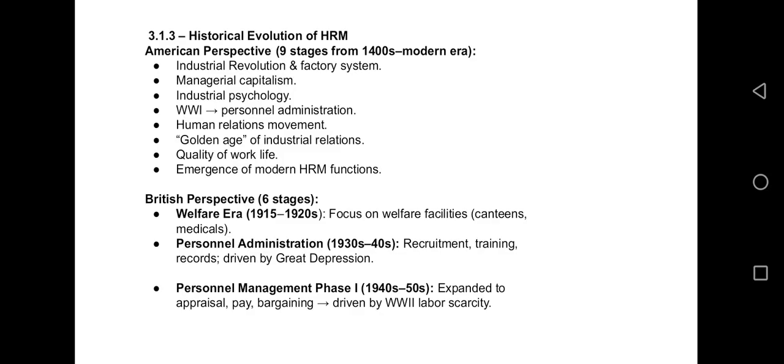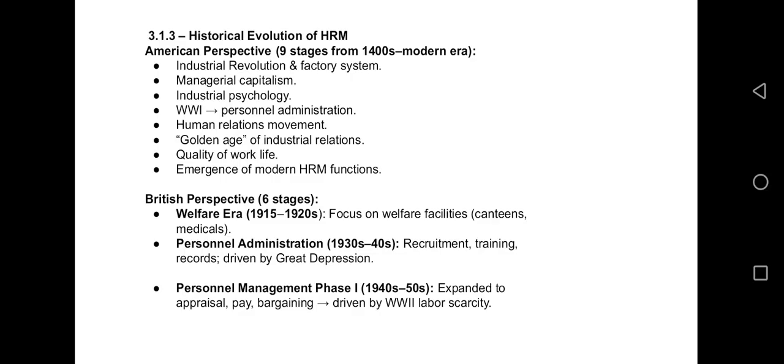British perspective has 6 stages. The first is welfare era, 1915 to 1920s. Focus on welfare facilities, canteens, medicals. Personnel administrative, 1930s to 40s, recruitment, training, records, driven by Great Depression.